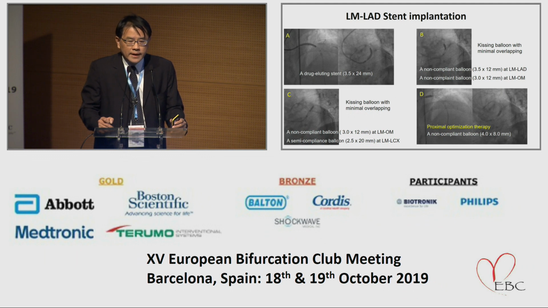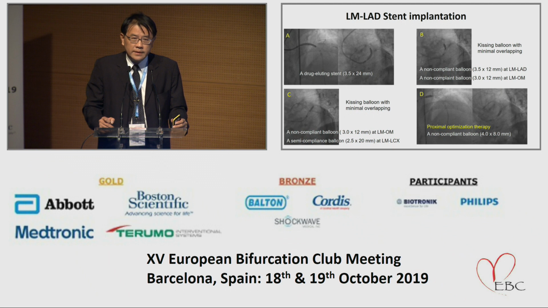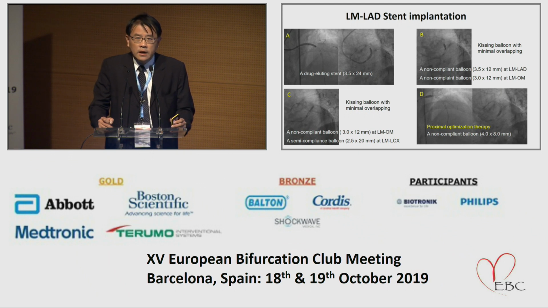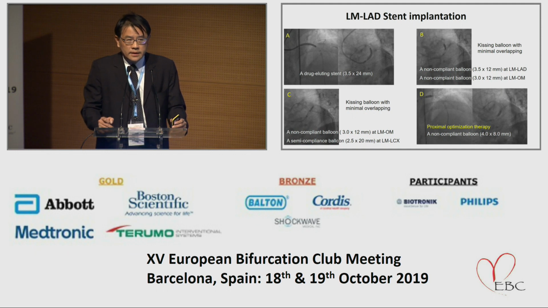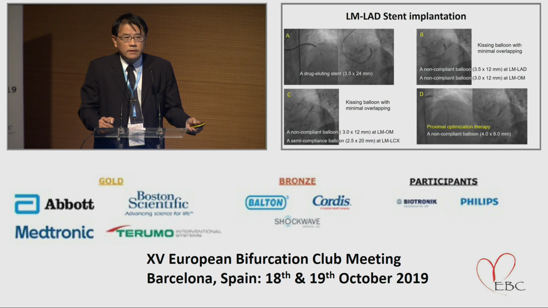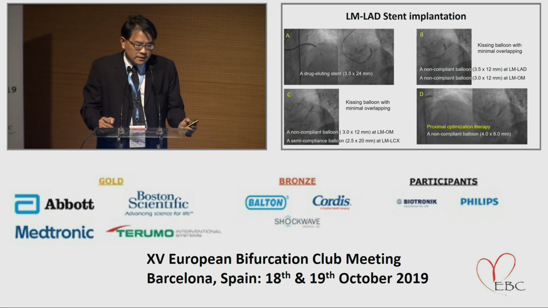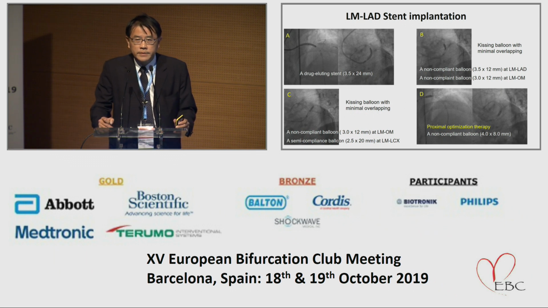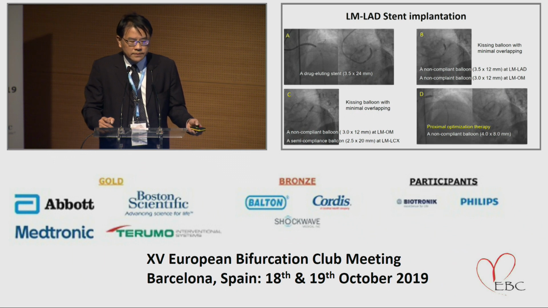And then we perform the final kissing balloon for the LAD and the OM1 bifurcation first, using a non-compliant balloon with minimal overlapping to avoid stent deformation and vessel injury. And then we perform the KBT for the second bifurcation. Finally, we perform POT for the left main using a 4.0 balloon.